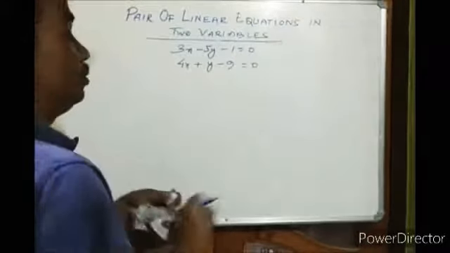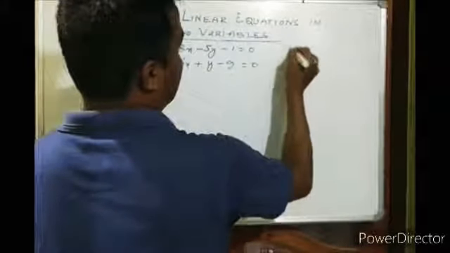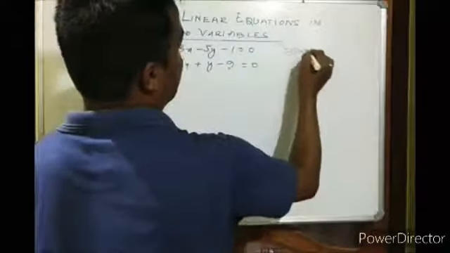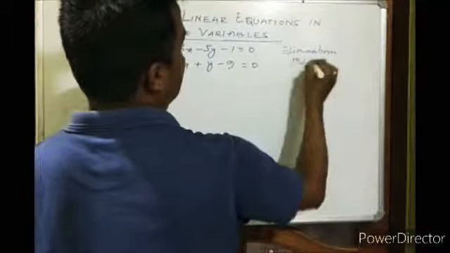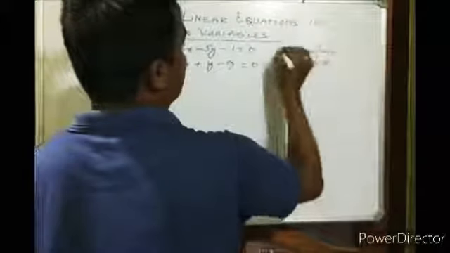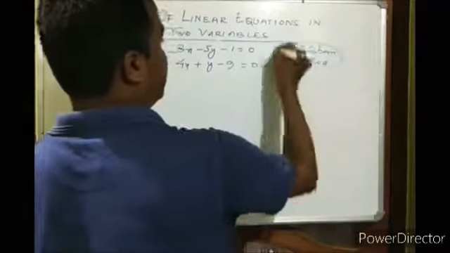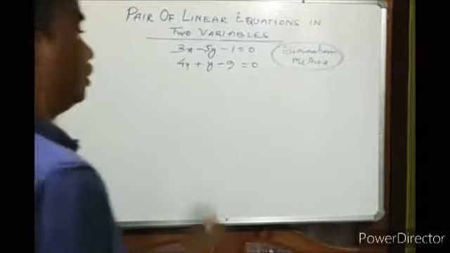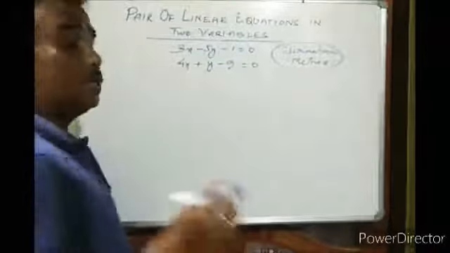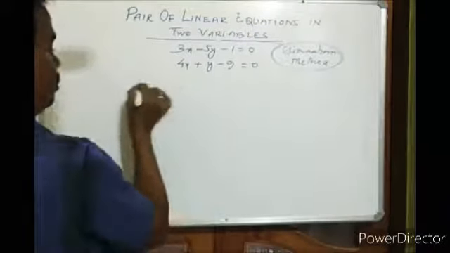This is method 2, the elimination method. By this method I'll solve this equation. The earlier solved method is called the substitution method. Now the method I am going to adopt is the elimination method.